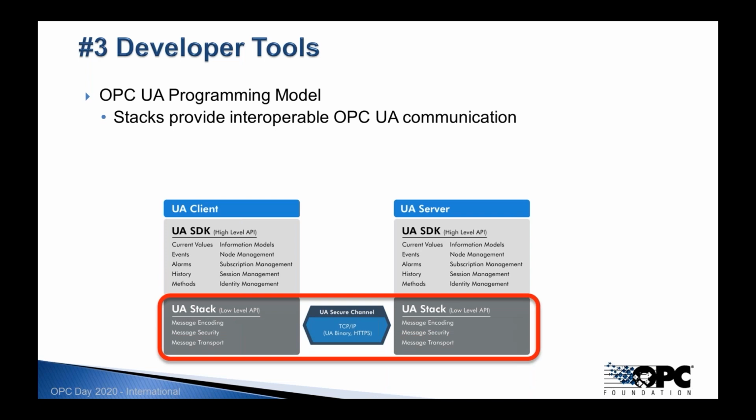The stacks provide interoperable OPC UA communication, including message encoding, security, and transport. And this is the level of where we can test against interoperability between different implementations. The OPC Foundation is providing stacks for several languages, for Java, .NET, and C, C++. But there are also other implementations, open source implementations, also available for other languages.